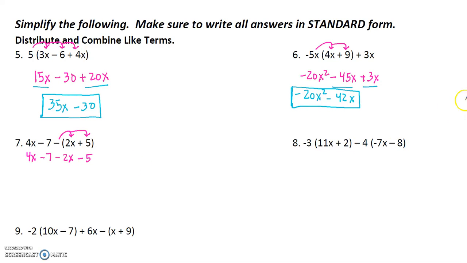Okay, so let's see what we have. I have 4x minus 2x, which will give me 2x. And then I have some numbers. I have a negative 7 minus 5, which will give me a negative 12.